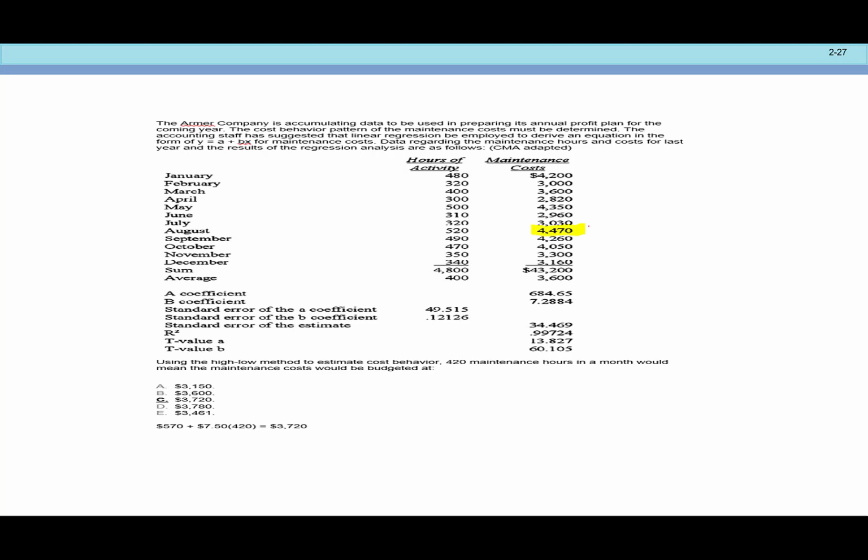Is that the high month? 4,470, and the level of activity is 520. And then what's the low? 2,820 and 300. Aren't you glad we highlighted the high? Then you start doing the math on that. We need to get the variable cost per unit, which is 4,470 minus 2,820.